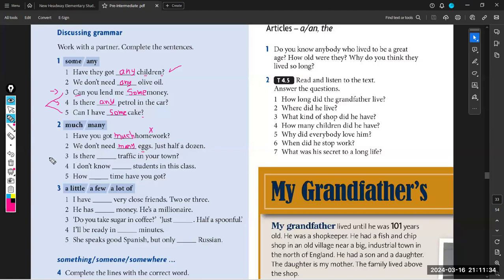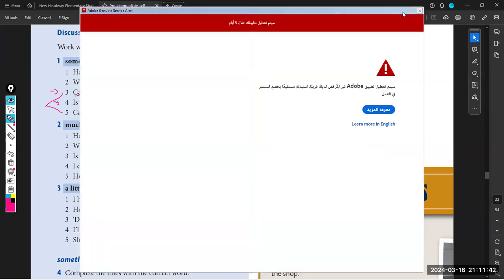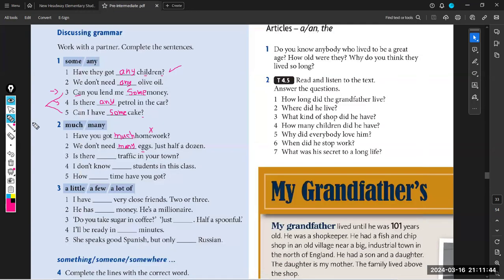Three, is there traffic in your town? Much traffic. Exactly, much traffic, because traffic is uncountable. I have to use much. So, is there much traffic in your town? This is much.